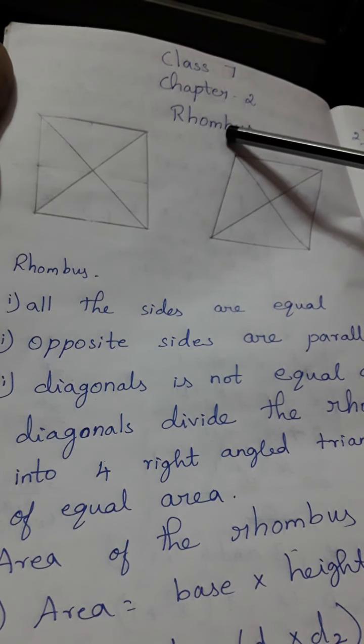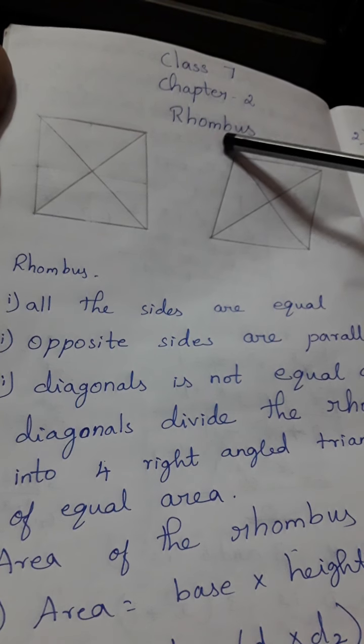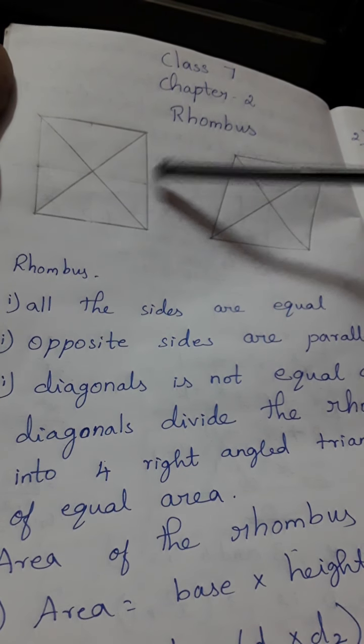Now we are going to see, in class 7, chapter 2, measurements, the shape rhombus. So what is a rhombus? Yes, it looks like a square.